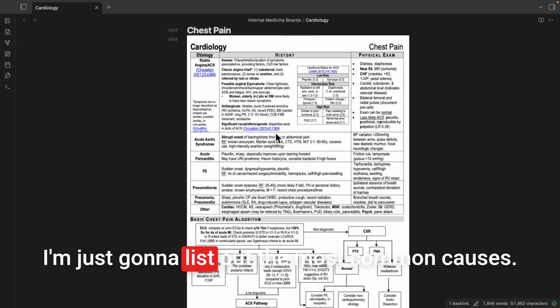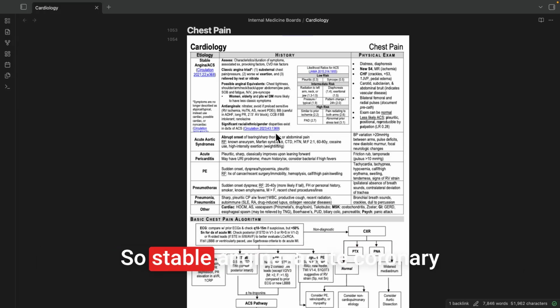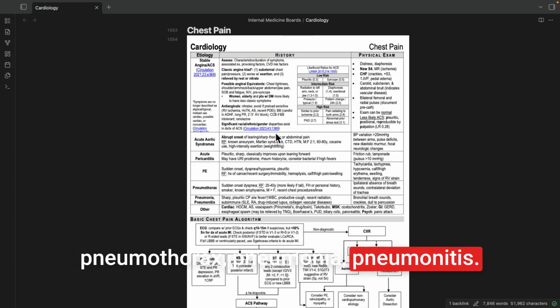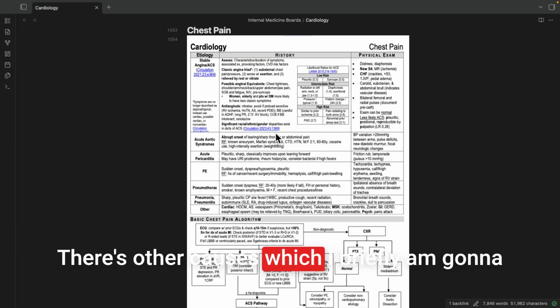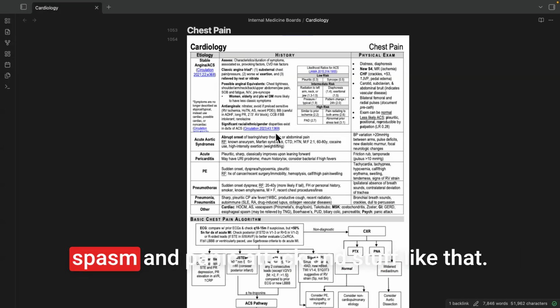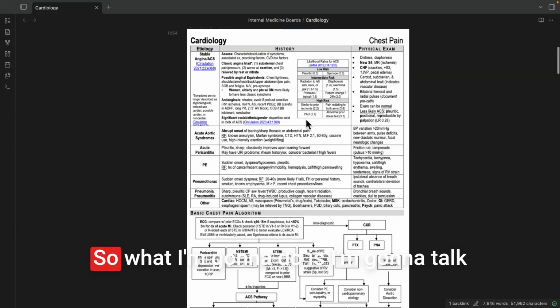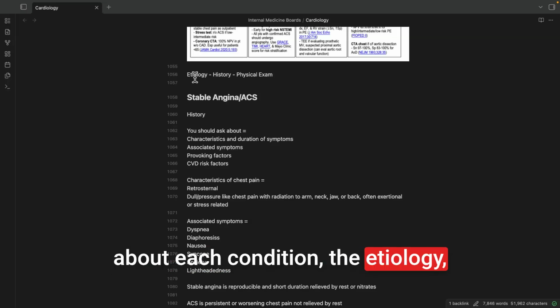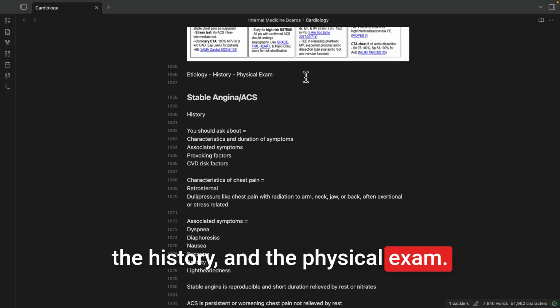I'm just going to list out the most common causes. So, stable angina, acute coronary syndrome, acute aortic syndromes, acute pericarditis, pulmonary embolism, pneumothorax, pneumonia, pneumonitis. There's other causes, which I briefly am going to talk about, like costochondritis, GERD, esophageal spasm, and panic attack, and stuff like that. So, what I'm going to do is I'm going to talk about each condition, the etiology, the history, and the physical exam.